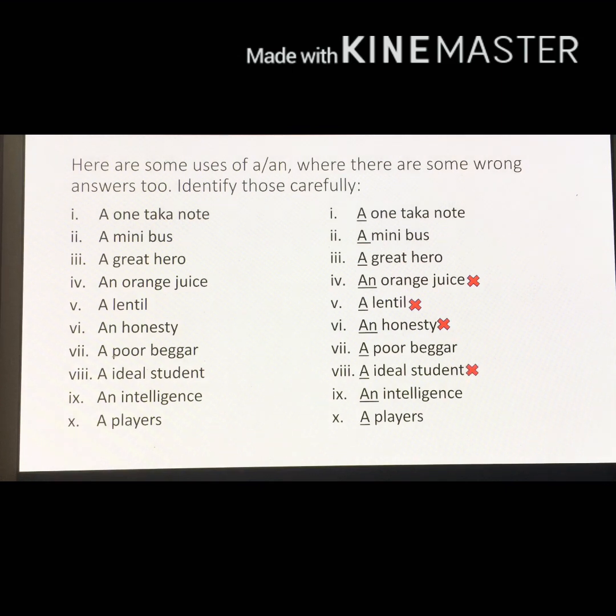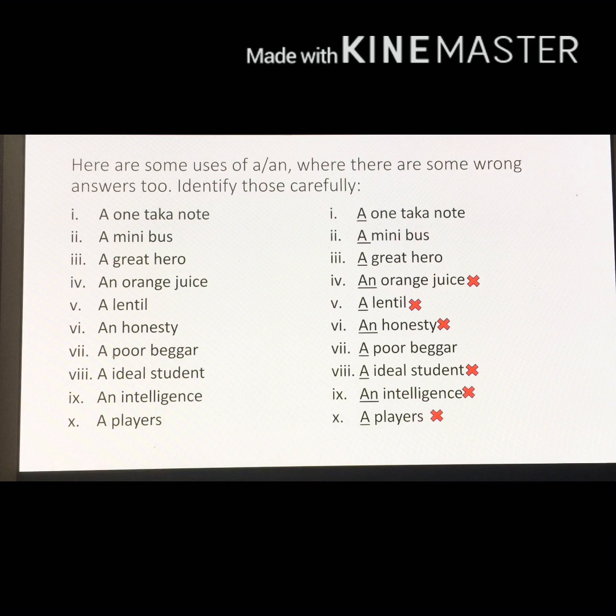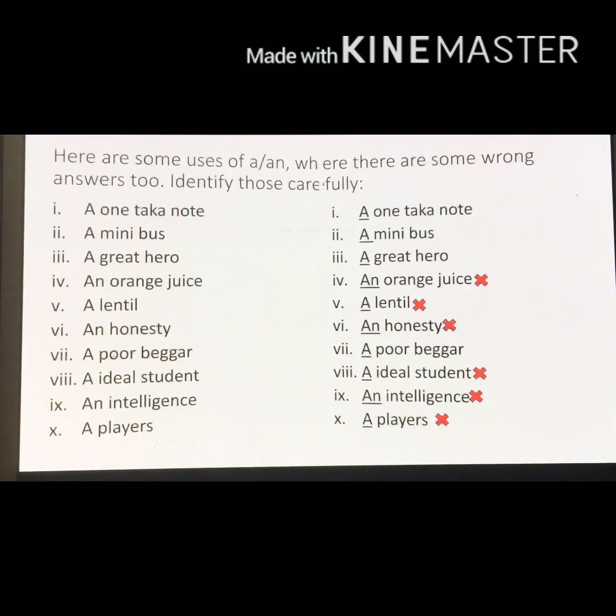Ideal student. What is the wrong answer here? Why is it wrong? Because I in ideal is a vowel, but we cannot use a here. The answer should be an. And intelligence. Intelligence is an uncountable noun, so there should be no article here. A players. Here players is a plural noun, so we cannot use any article. Let's go to the next slide.